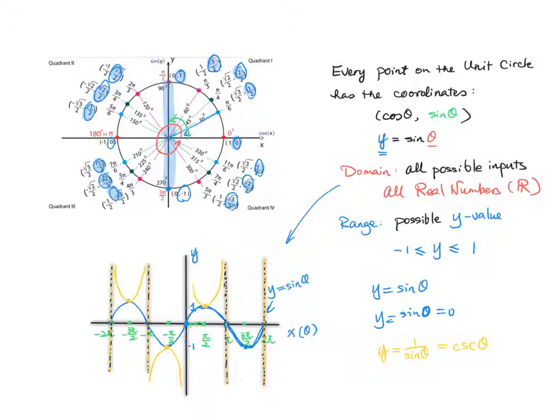draw better than I do. Find the minimum, you draw better than I do. There you go. You just completed in gold the graph of cosecant theta. All right, that's really it, guys.